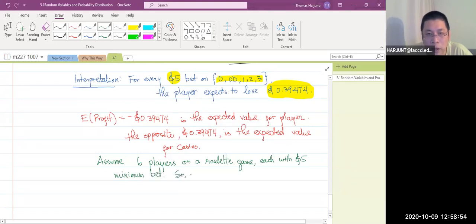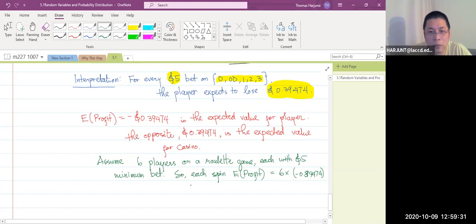So each spin, every time they spin the wheel, the expected profit for these 6 people combined will be 6 times negative 0.39474. That's the expected profit of the players, right? Now the expected profit for the casino is the positive part.